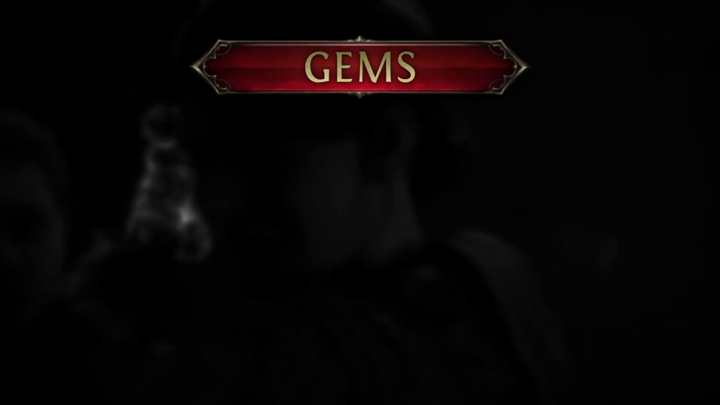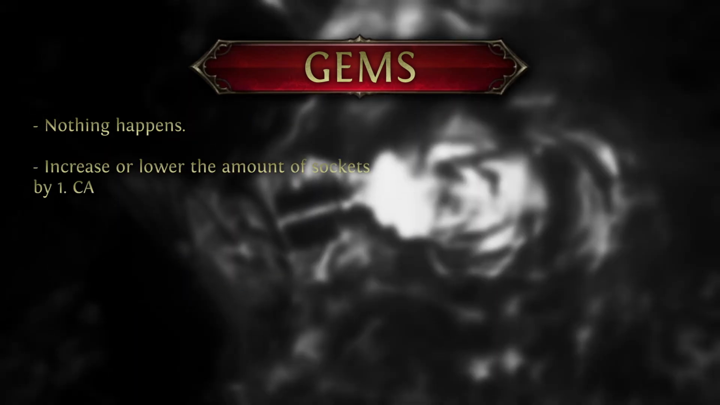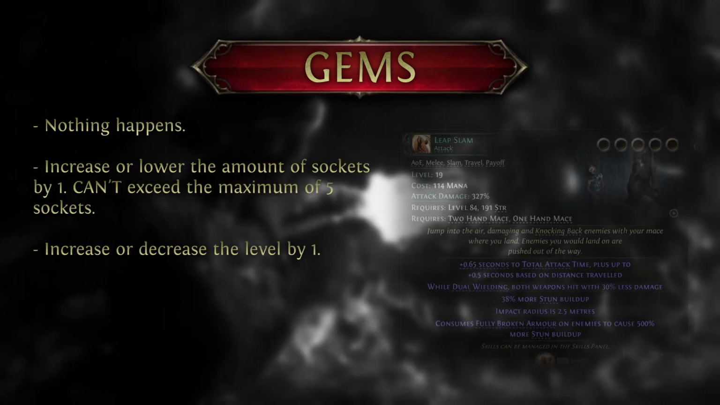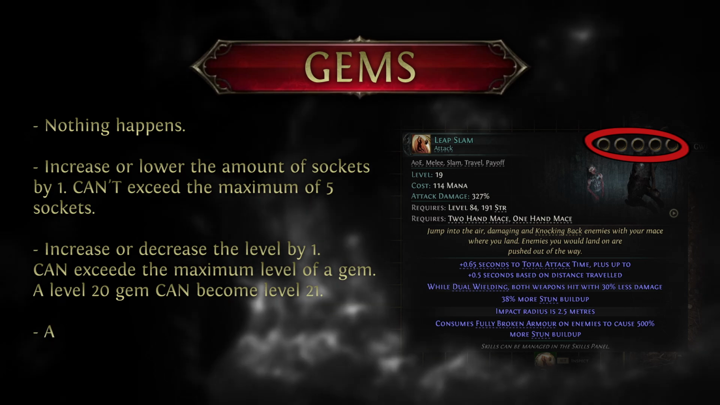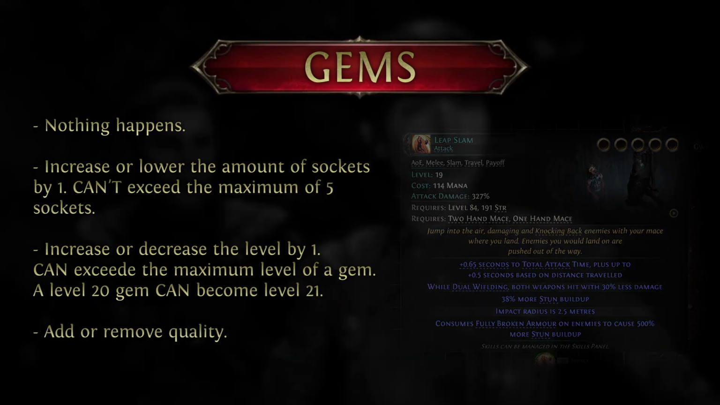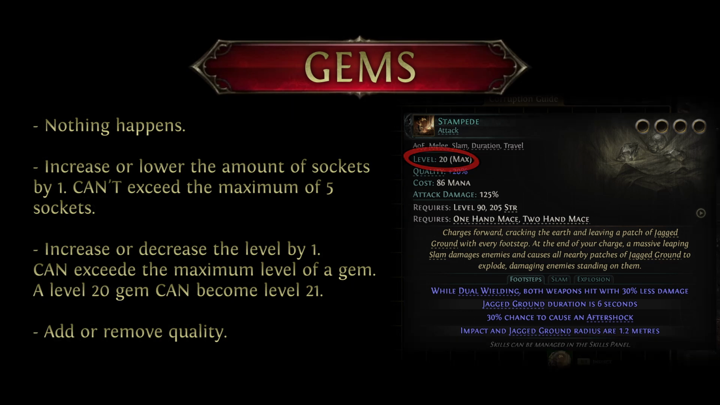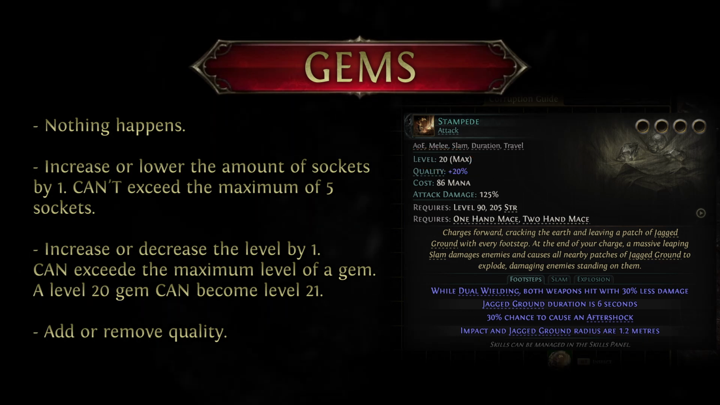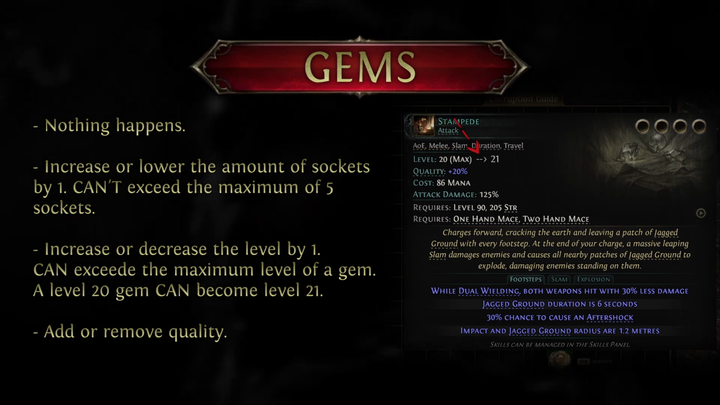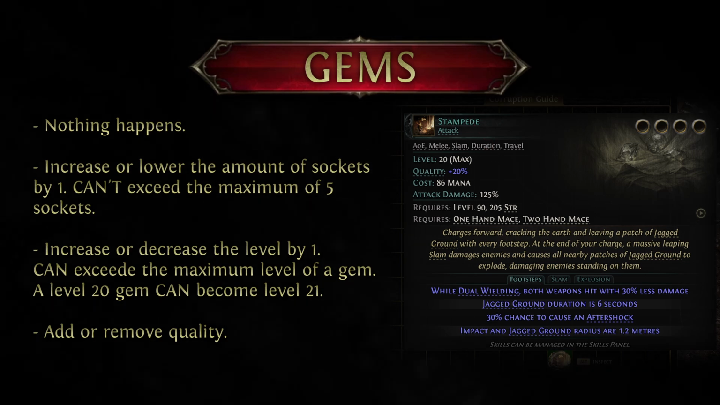Now we're on to gems, where nothing can happen. You can increase or lower the amount of sockets by 1. This can't exceed the maximum of 5 sockets. It can increase or decrease the level by 1. This can exceed the maximum level of a gem. So a gem can go from 20 to 21. And it can also add or remove quality.